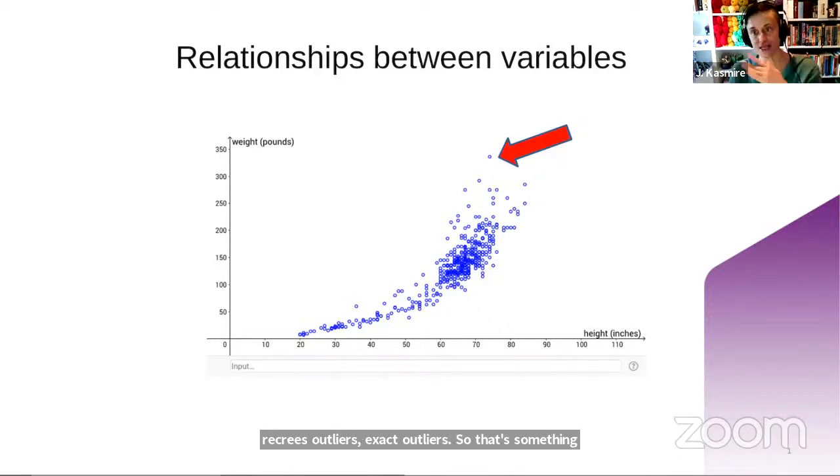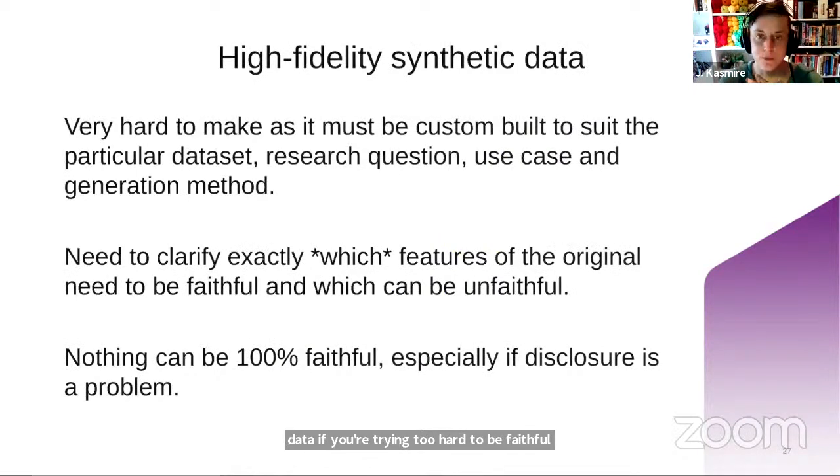If you're trying to preserve a relationship and the minimum and maximum, for example, then there's a real chance that you might accidentally recreate the real data if you're trying too hard to be faithful. So let's think about this a bit more. High fidelity synthetic data is very hard to make, as essentially it must be custom built to suit the particular data set, the particular research question, the use case, and how it was generated. And you have to clarify exactly which features of the original need to be faithfully reproduced and which can be left to vary without being faithful.